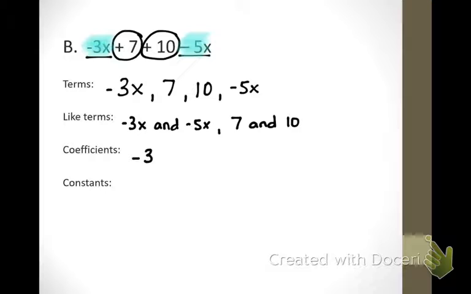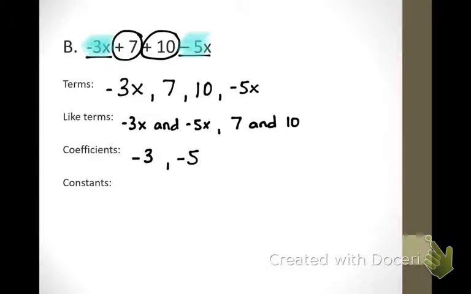Jonathan, do you see any more coefficients? Which one? No, +7 is not attached to a variable, so that's not a variable term. Only look for the variable terms. -5, very good. So there were only 2 coefficients because those were attached to a variable or they were attached to the x.